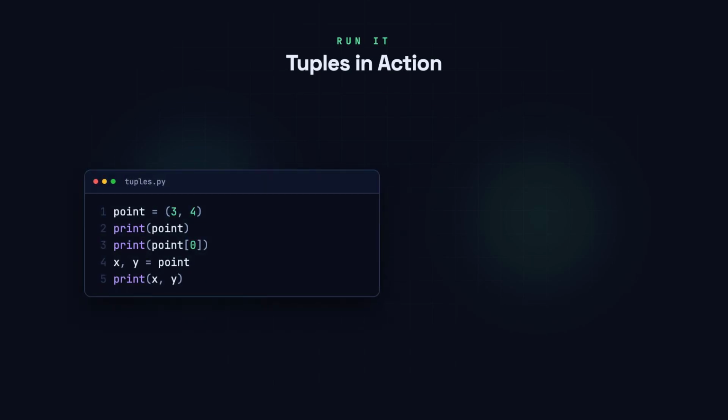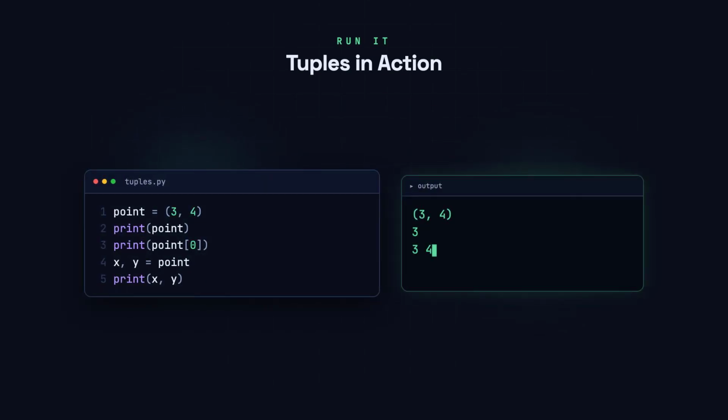Let us run the code. Printing point shows the whole tuple. Printing point at index 0 gives us 3. Then we unpack into x and y and print them both, 3 and 4 side by side.